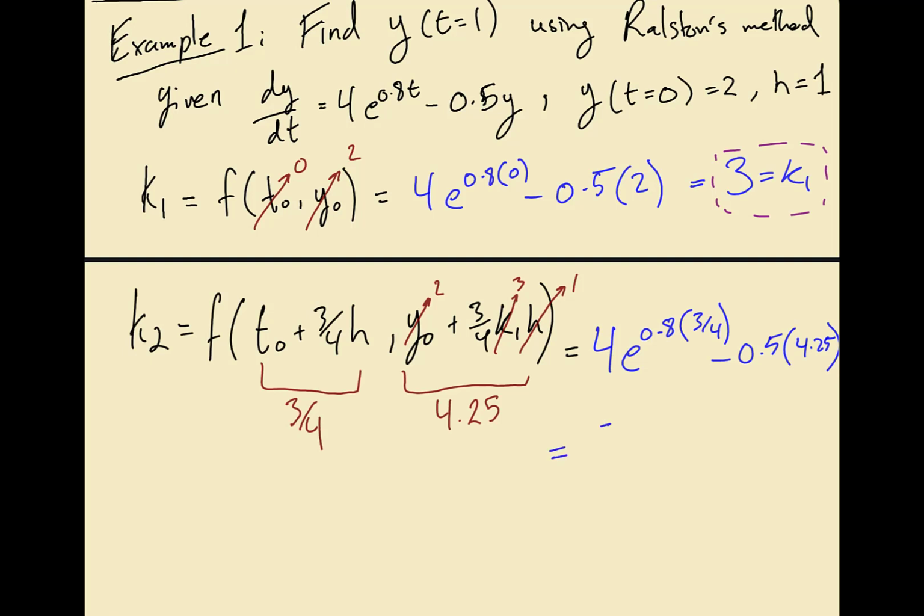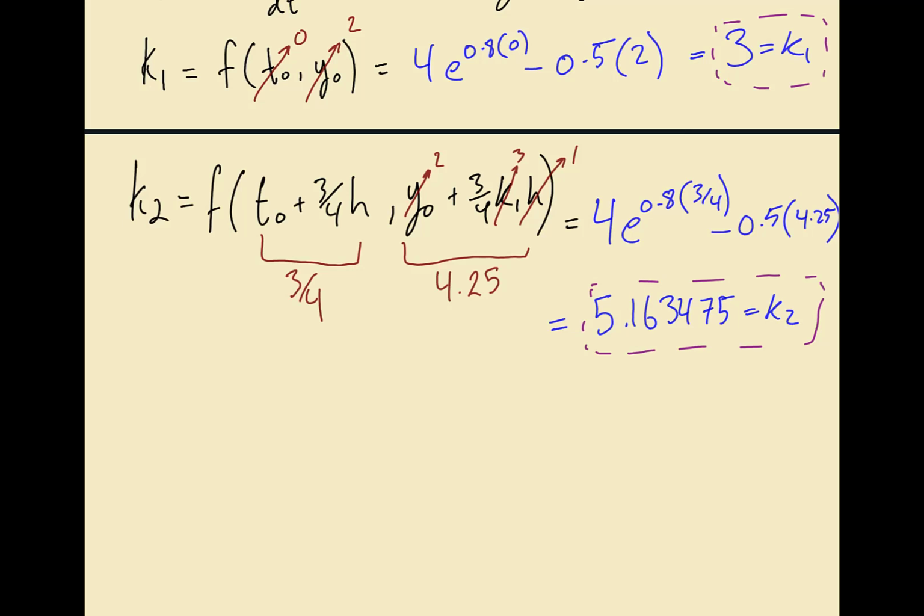You do the math, this is where we get 5.163475. All right, so that's K2. Now we can solve for yi plus 1 because we have K1 and K2. So we're going to plug that in.